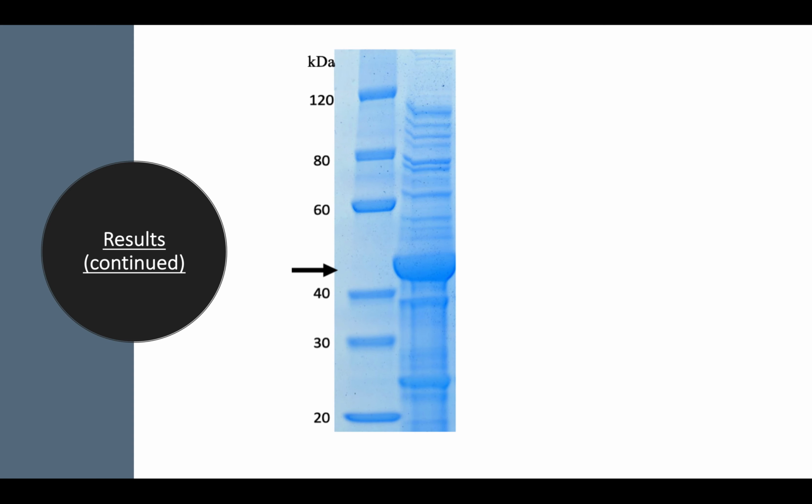Here is an SDS page. This SDS page shows sample number 8. The predicted molecular weight is 45 kilodaltons, expressed with this arrow. We can see that overexpression is visible at 45 kilodaltons. This means sample 8 was used and predicts that we have our protein.